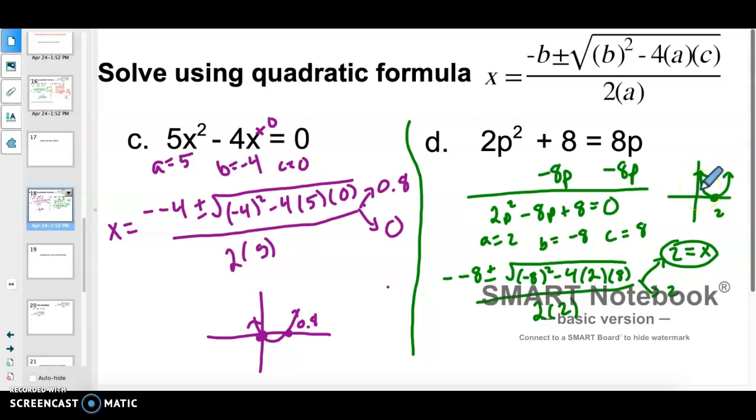All right, now you've seen some special cases, so why don't you guys go and try out some quadratic formula problems.